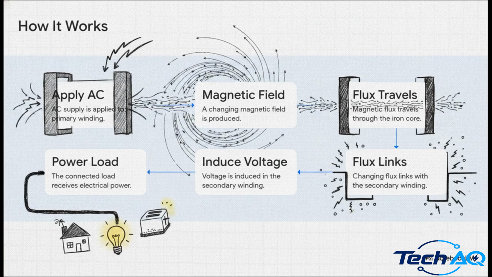Fourth, the shifting, pulsing flux links up with the secondary winding on the completely opposite side. Fifth, thanks to Faraday's law, a voltage is induced right there in that secondary wire. And sixth, your load, whether that's a whole city block or just your kitchen toaster, receives the power. The energy leaped, but the wires never even touched.